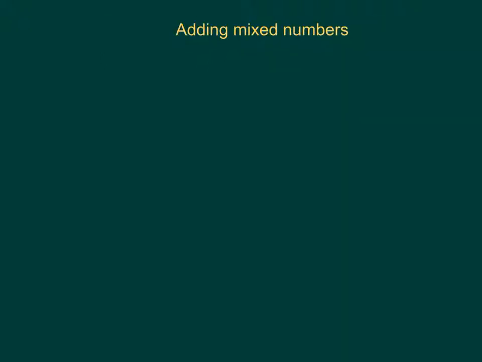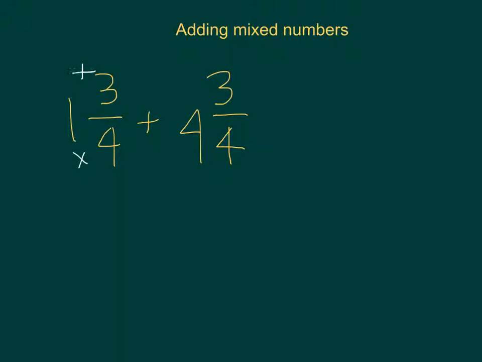You can also add mixed numbers that have like denominators. So for example, 1 and 3/4 plus 4 and 3/4. You want to turn each of these into an improper fraction, so you take the 4 times the 1 plus the numerator. So 4 times the whole number plus the numerator. 4 times 1 is 4, plus 3 is 7 out of 4, plus 4 times 4, which is 16, plus 3, which is 19 over 4.